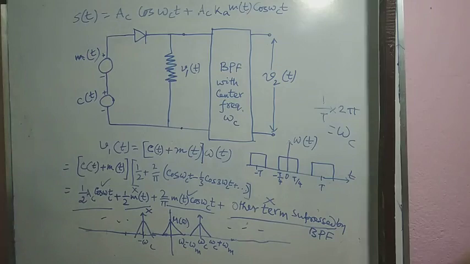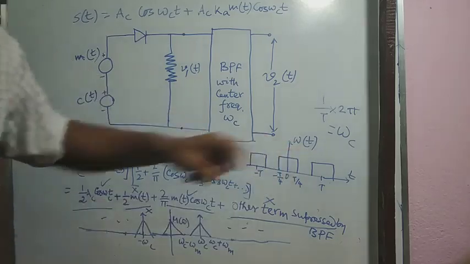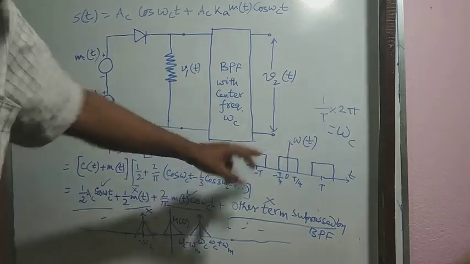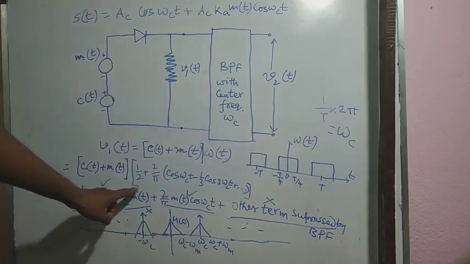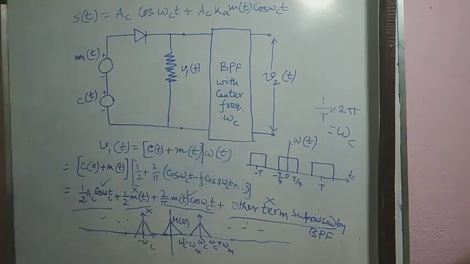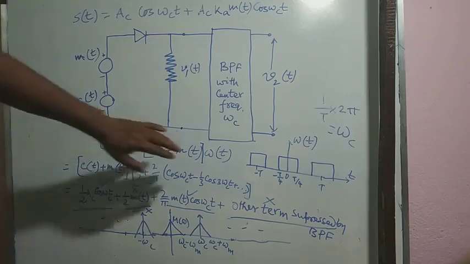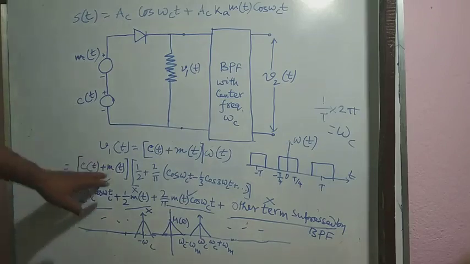Now, we can write that V1(t) is C(t) plus M(t) into W(t), where W(t) is this. We have already calculated the Fourier series of this waveform. What was it? Half plus 2 by pi cos omega c t minus 1 by 3 cos 3 omega c t, and so on, plus 1 by 5 cos 5 omega c t, and so on. So, if we write W(t) in Fourier series form, we get this.